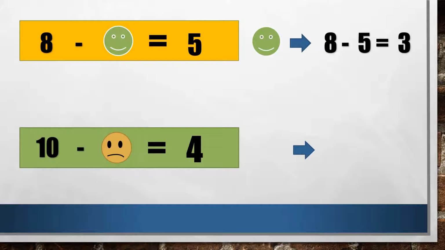Now next, 10 minus sad face is equal to 4. So first, for the sad face, we should subtract 4 from 10. So we get the answer 6.